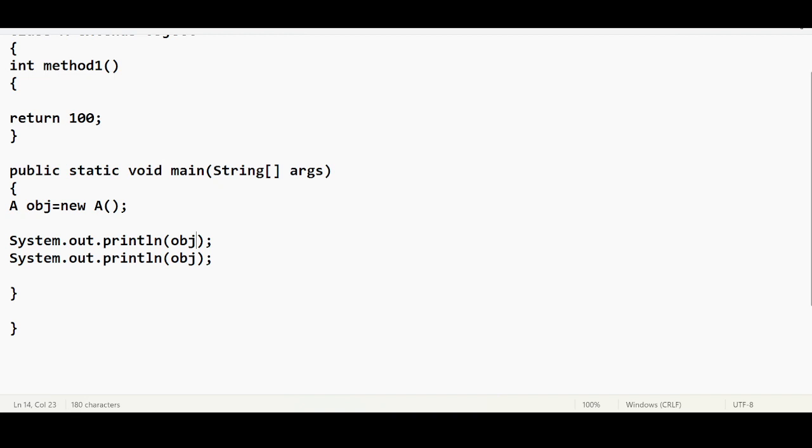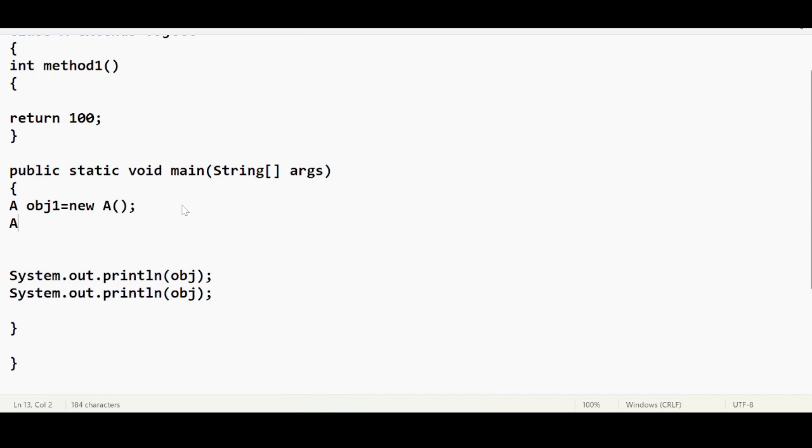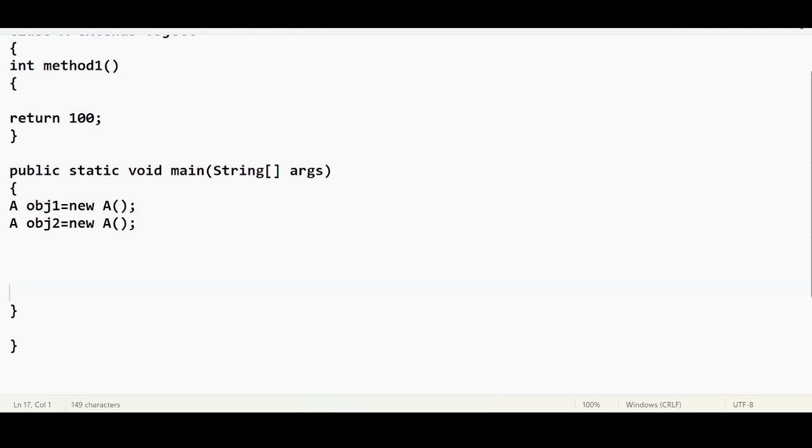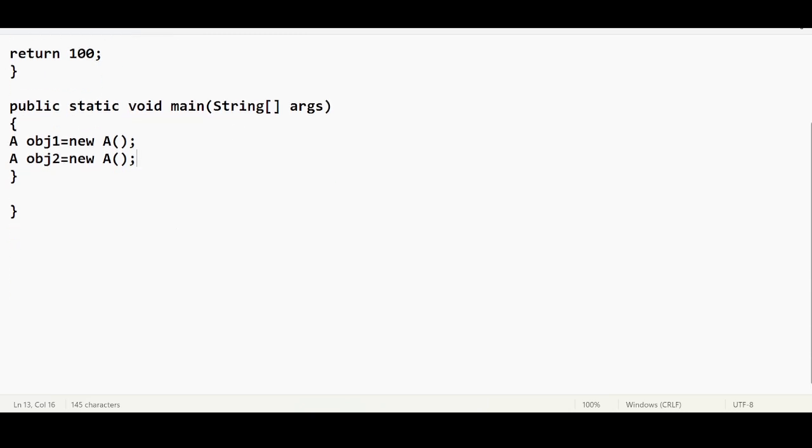toString method is part of which class? Object class. Making sense? Now you see, this is object one. Okay, now obj2 equal to new A. Now you see what is happening internally. System.out.println. I was saying that a unique hash code will be generated for each and every reference variable. Okay, this is the proof.